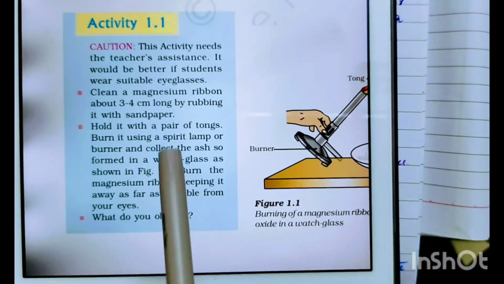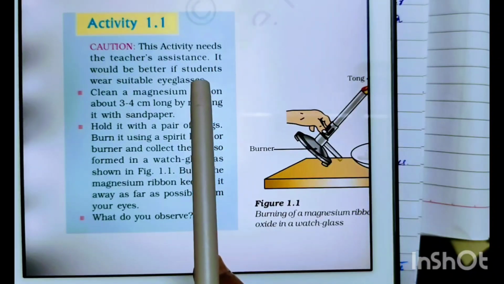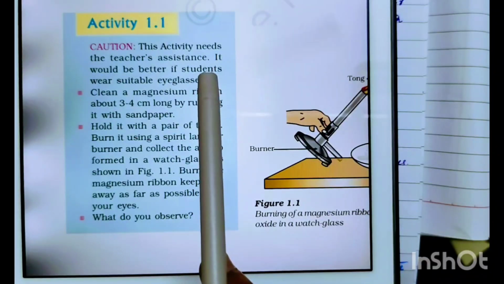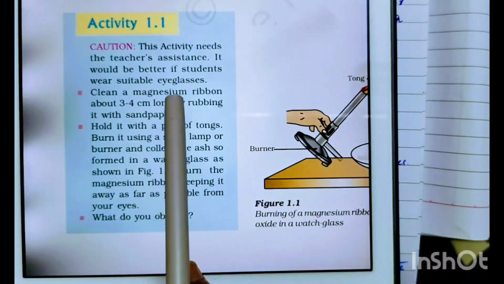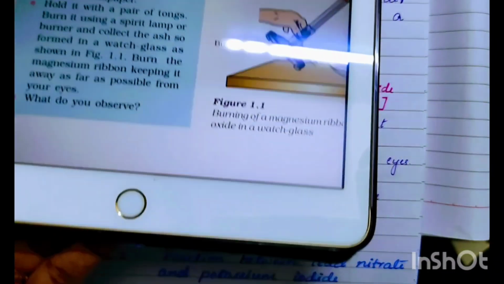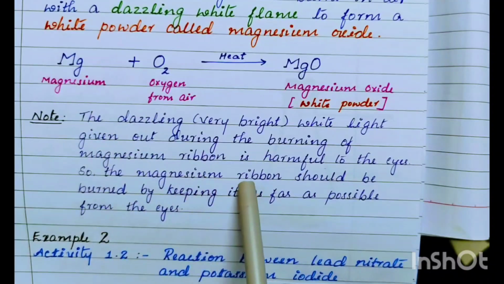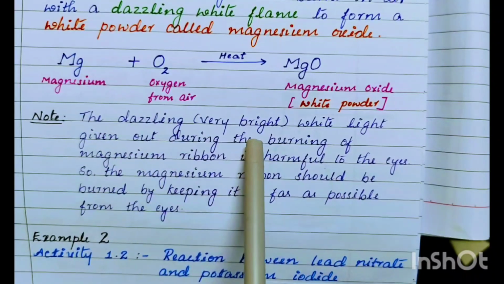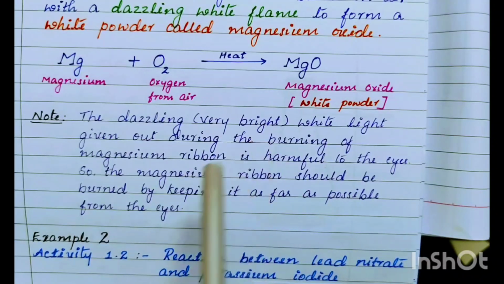And that's why in activity 1.1, in the beginning it says the students must wear suitable eyeglasses. The reason is, while burning the magnesium ribbon, it produces very bright light. It may harm the eyes, and that's why.